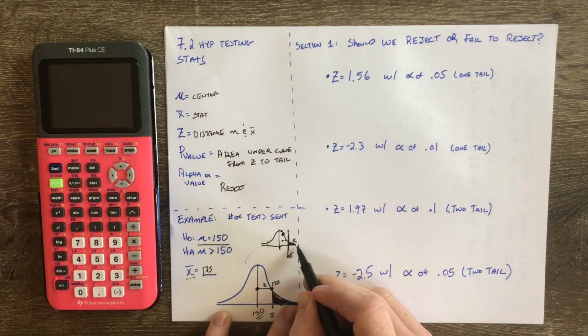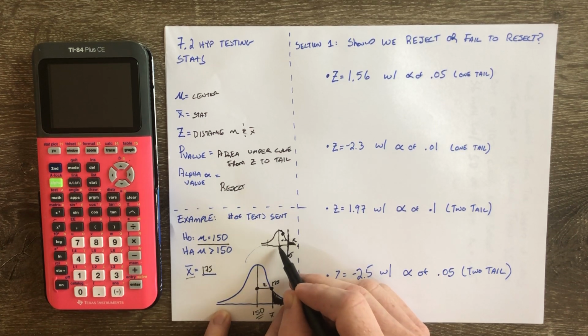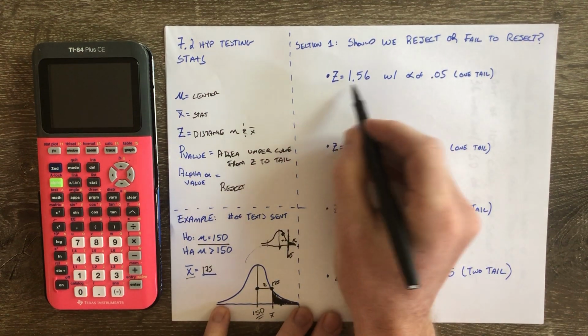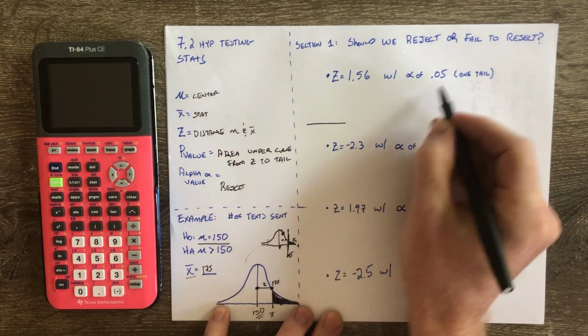If you get something past the alpha value or smaller than the alpha value, you're going to reject the null hypothesis in favor of the alternative. And if you get something bigger than the alpha value, you're going to fail to reject. Right, so let's do a couple examples here. So here we've got a z of 1.56 and we have an alpha of 0.05.